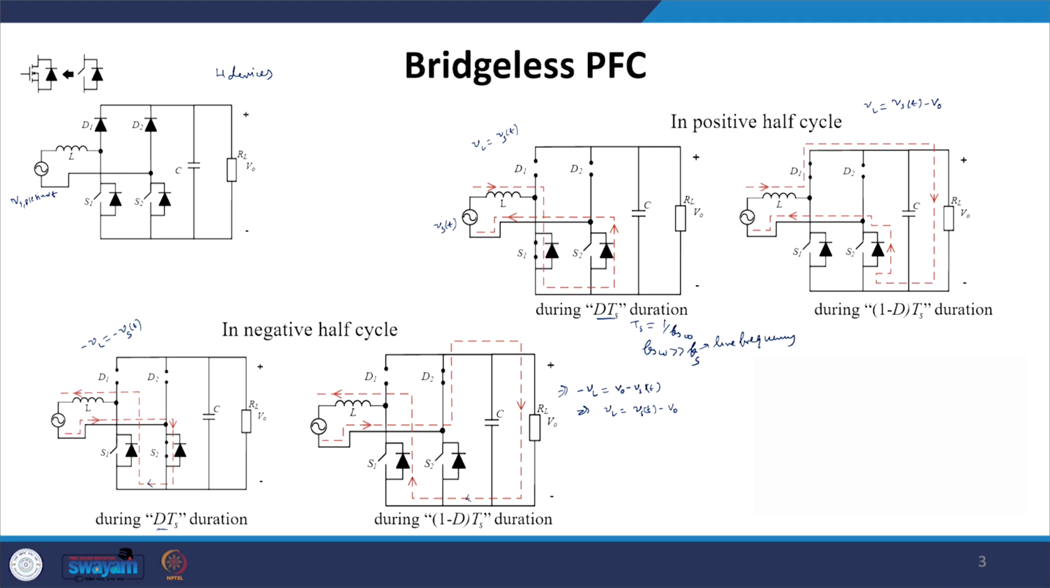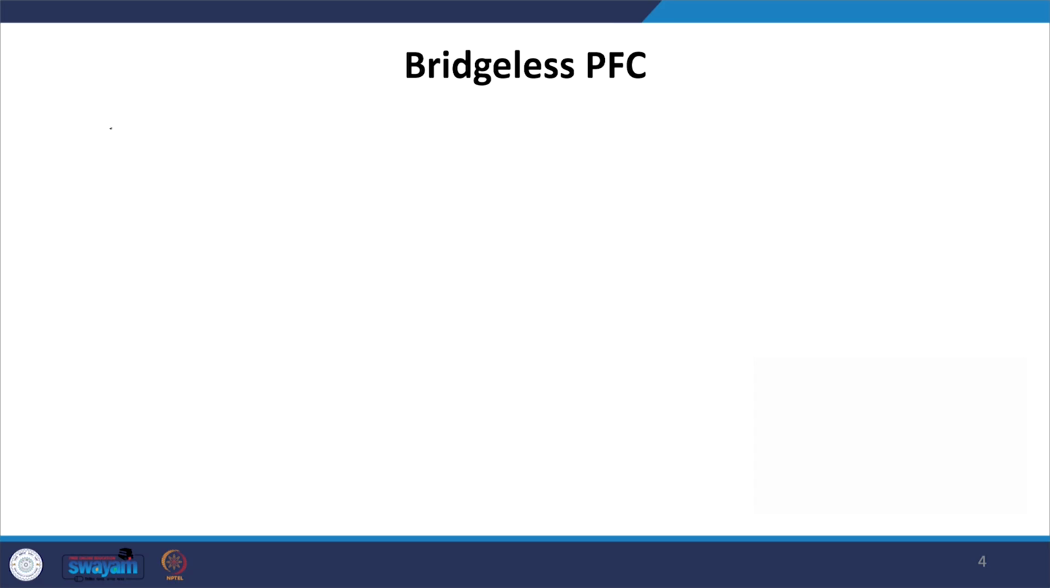So if we write our expressions, in the positive half cycle, during the dTs duration, we have VL equal to Vs, and during the 1 minus dTs duration, our VL is equal to Vs minus V naught. Again, this Vs is Vs of t, the small v that I am drawing.